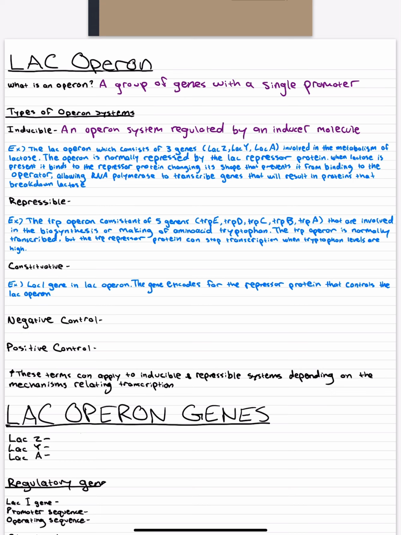Normally, for this operon, in conditions of high tryptophan, the operon would be repressed. You would have no transcription occurring. So repressible operons are just operons regulated by a repressor protein bound to the operator, not allowing transcription.